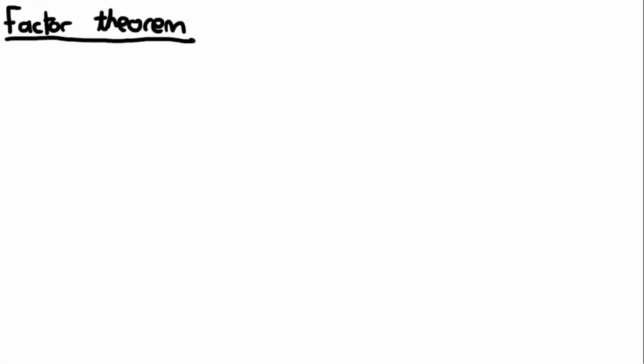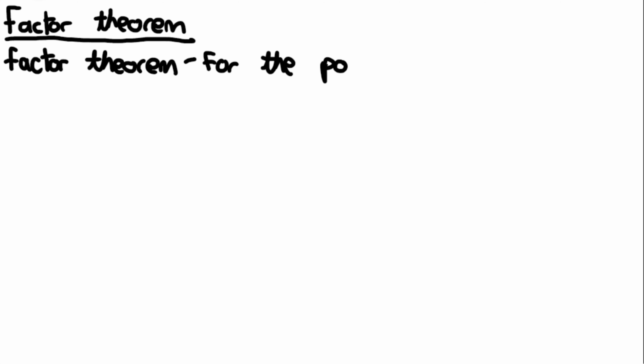So this video is on the factor theorem. The factor theorem is that for the polynomial f of x, we talked about in the algebraic division video what a polynomial is. A polynomial is an algebraic expression with positive integer indices. Basically, all of the algebraic expressions that you've met so far are polynomials. So quadratics, cubics, quartics are all polynomials.